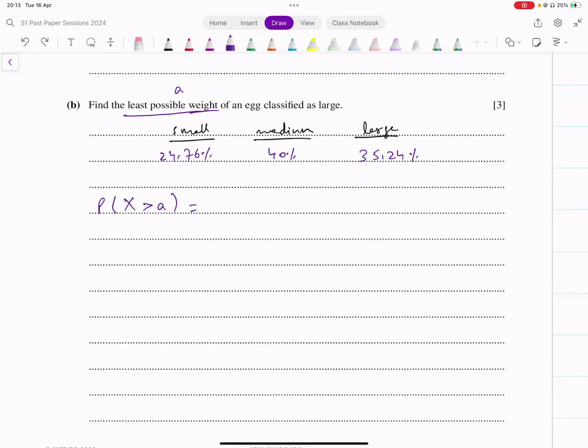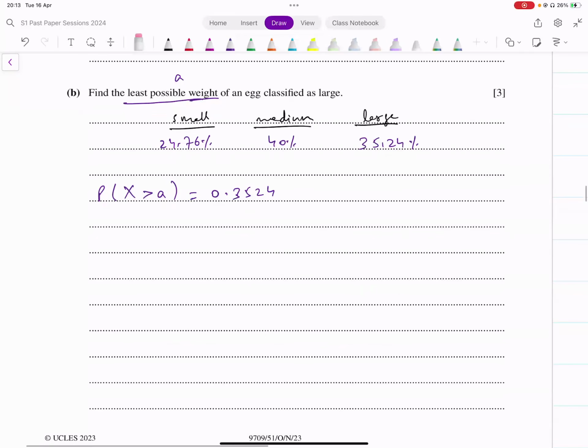In decimals, what would that be? That would be 0.3524. We are looking for this value A. That is what we're looking for. We want to find this value A somewhere. Now, what kind of normal distribution is this? This is inverse normal, right? You have probability given, you have some missing information in the data that you have to find out. You have to find the value of A.